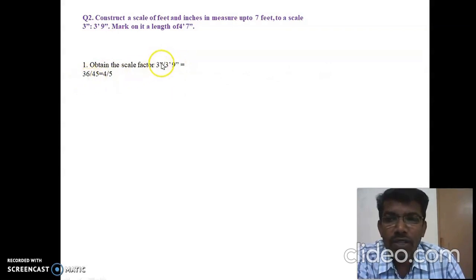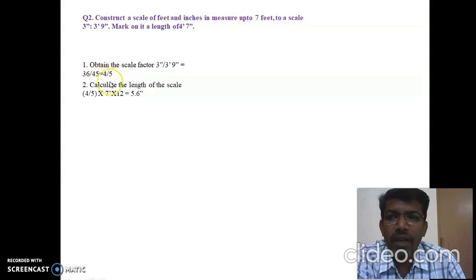So 3 into 12 inches is 36, and 3.9, 36 plus 9 is nothing but 45. When you cancel it, you will get 4 by 5. So the representation factor is nothing but 4 by 5. Then next, calculate the length of the scale, LOS. Now LOS is nothing but the representative factor into the maximum length.